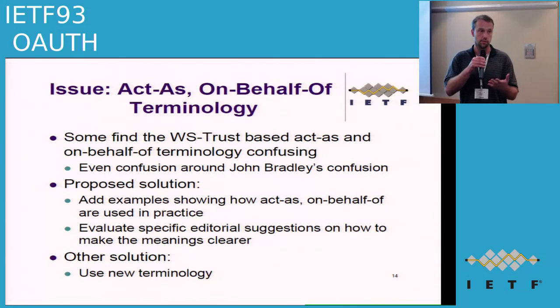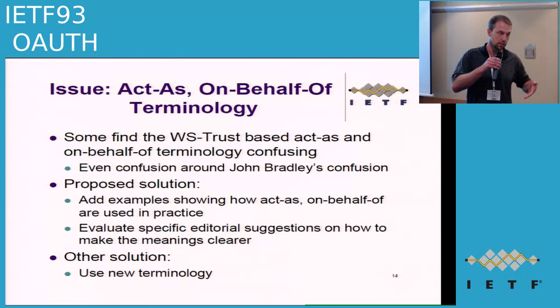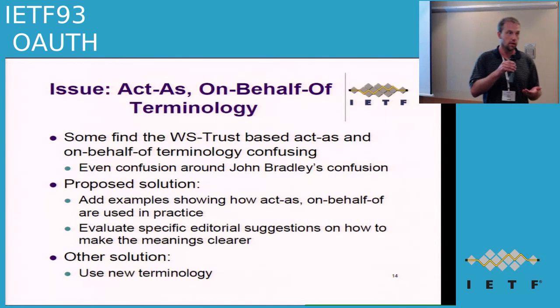If there's also an act as token, you're supplementing the context, saying, by the way, I'm doing something on behalf of token, but I am going to act as this entity. I don't know if that's strictly consistent with WS Trust, but it's a way to get a composite token using both. I see head shaking. We don't have to go that way. I was trying to explain it.